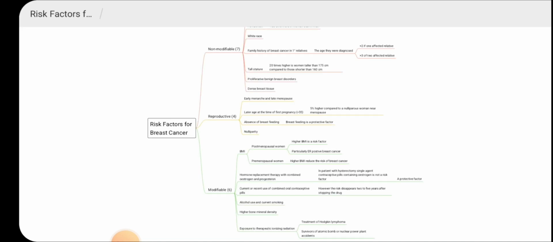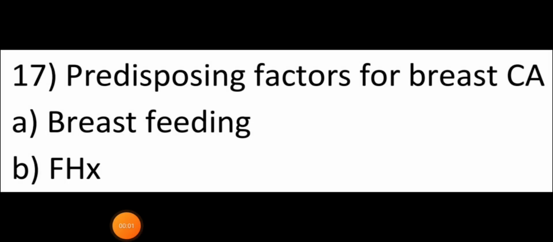Now let's look at a few questions. Here is a part of a question. So it asks predisposing factors for breast carcinoma. Breastfeeding is a protective factor, not a risk factor, so A is false. Family history. Yes, family history of breast cancer in first degree relatives is a risk factor, so B is true.